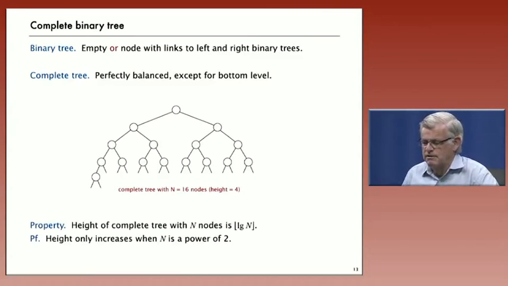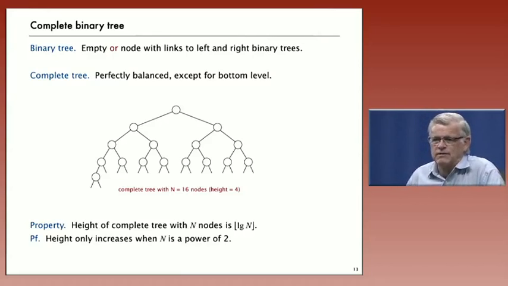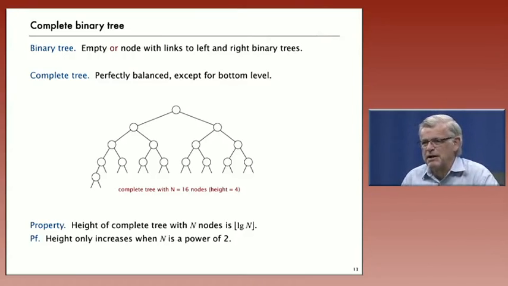The property of a complete tree is that the height of a complete tree with n nodes is the biggest integer less than log base 2 of n. And it's really easy to convince yourself that that's true because if we add nodes one at a time, going from left to right on the bottom level, the height only increases when n is a power of 2.